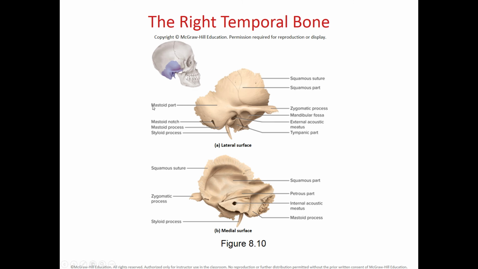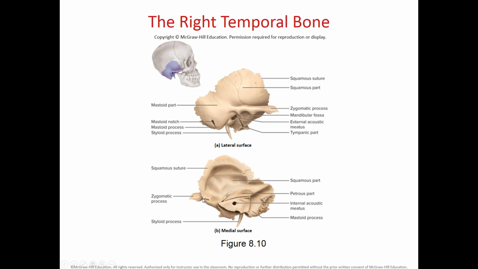So if someone has damage to this temporal bone, like if it's receiving an injury, a hit within this area, the person will have affected hearing and balance. This is another key point.